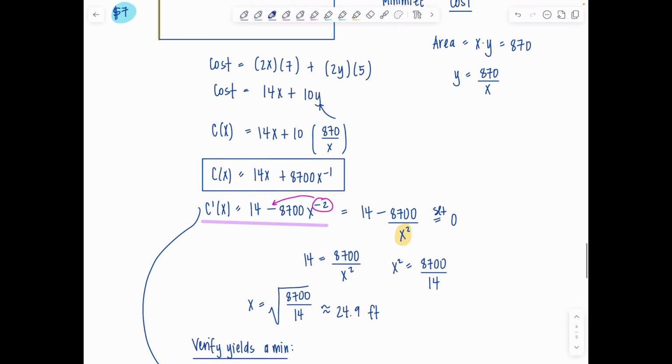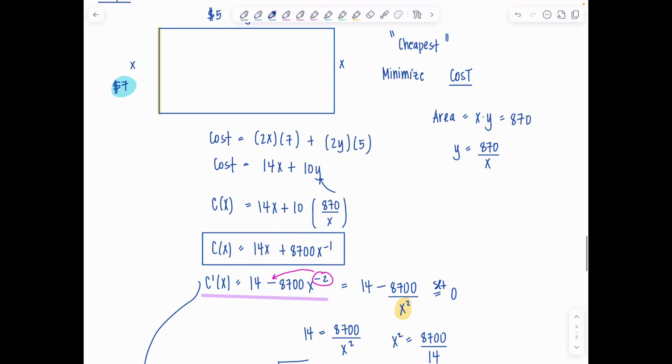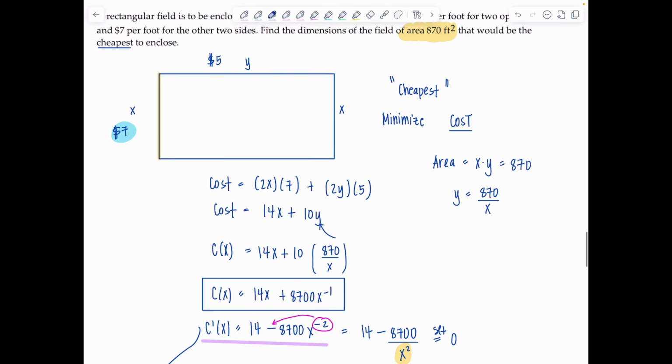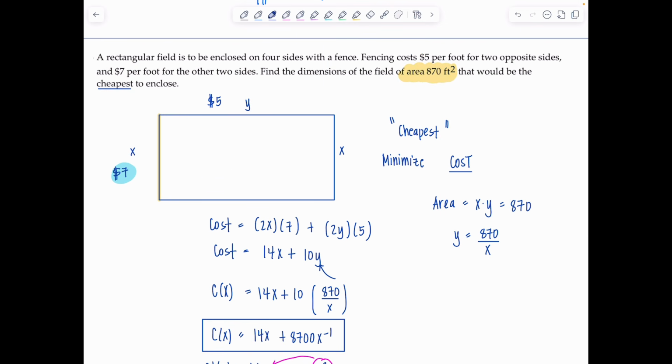So 24.9, like we came up with x and y in this problem. So you can't give your answer, here's x, here's y. Nobody is interested in that. You have to answer the general question since they didn't give you the variables. So that means $7 a foot is at 24.9 feet of fencing. So 24.9 feet at $7 a foot.